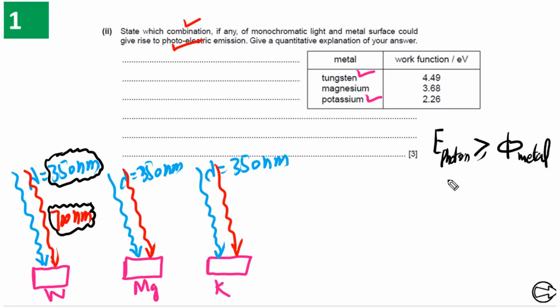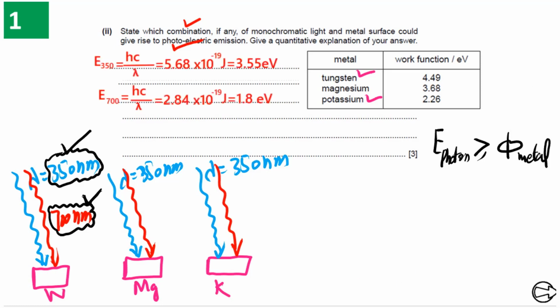So simply we need to calculate the energy of each photon, the energy of this photon and also the energy of the second photon. If the energy is greater than the work function of any metal, in that case photoelectrons will be emitted. First of all, let's calculate the energy of each photon.